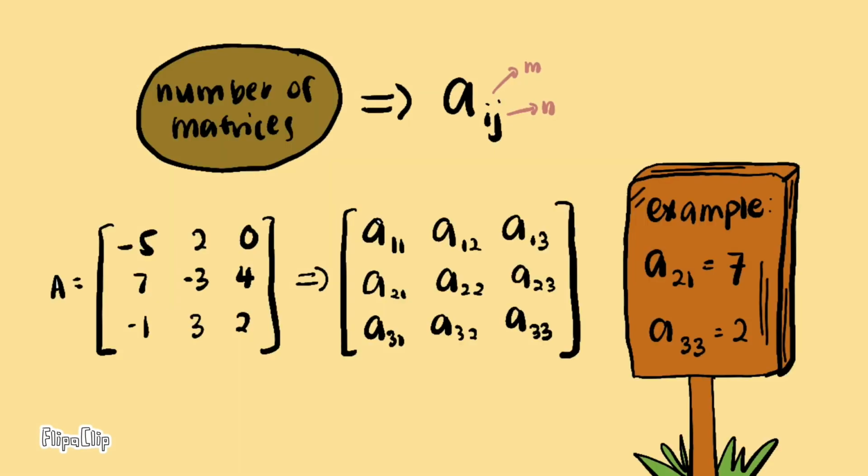The number of a matrix, or entry, is represented by a, small i, and small j. i refers to the m rows and j refers to the n columns. When the question asks what is A21, you need to refer to row number 2 and column number 1, which in this example the answer is 7. For A33, you need to refer to row number 3 and column number 3, which will be 2.